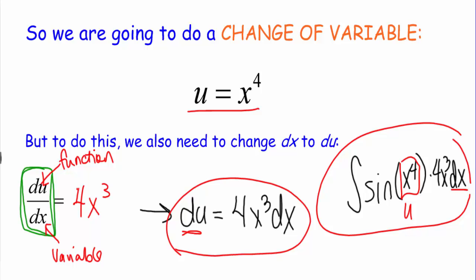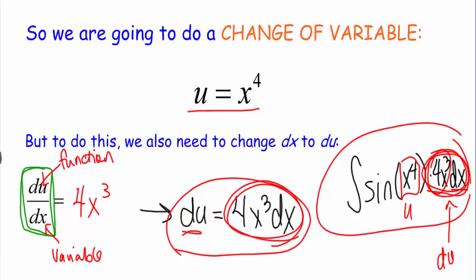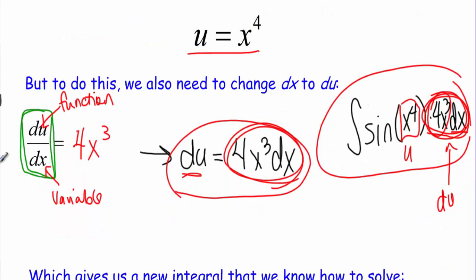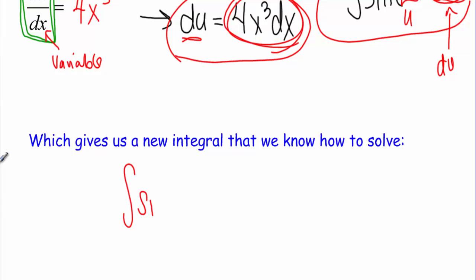Du, the 4x cubed. So just this part, I should take that out and call that du. And the dx too. Okay, so I should take this whole thing and call that du, because it matches exactly with this whole thing. Yeah, no, that's exactly right. So if we do that, our new integral is the integral of sine of u du. That's what we're aiming for.